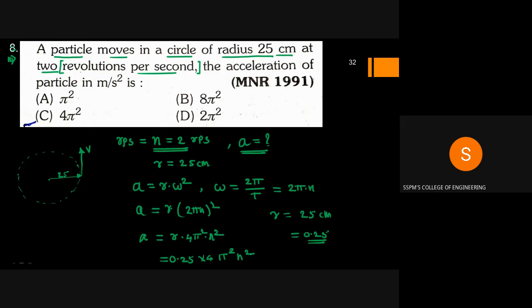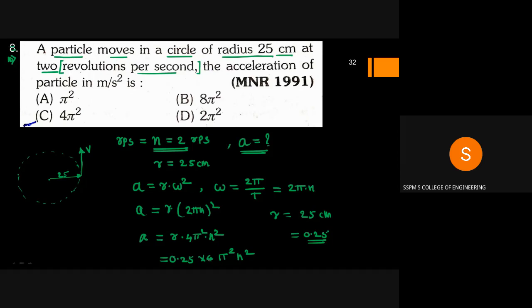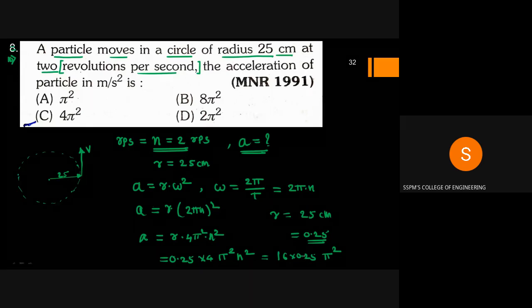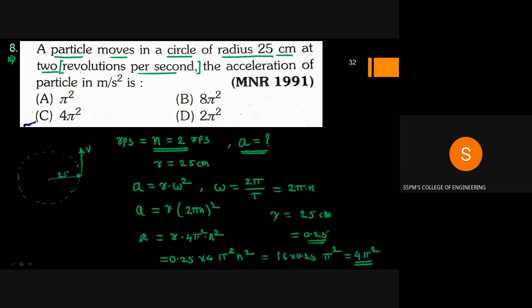Okay. So n value, this is given as 2. So n square will be 4. So this will be 16. So this is 16 into 0.25 pi square. Now 0.25 is 1 by 4. So this is 1 by 4 into 16. So this is 4 pi square. Okay. So your correct option is option C.